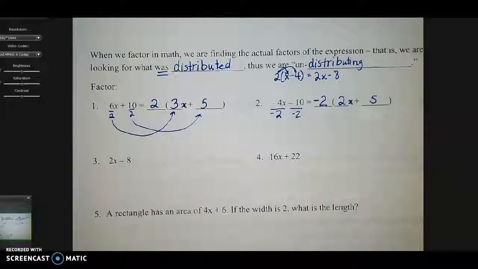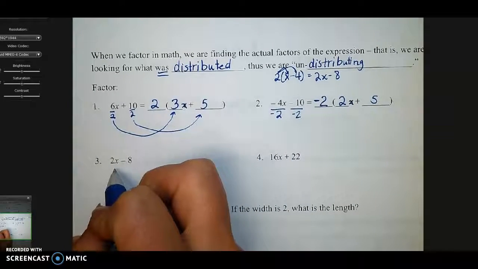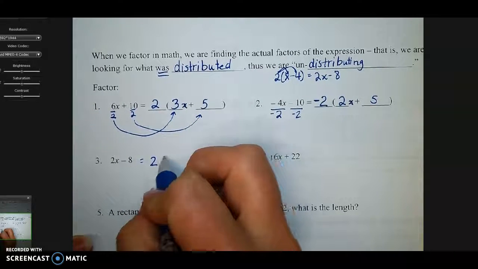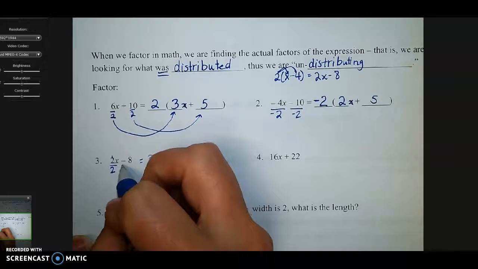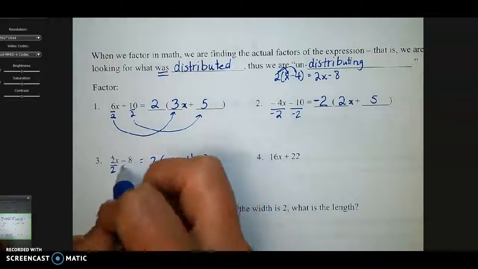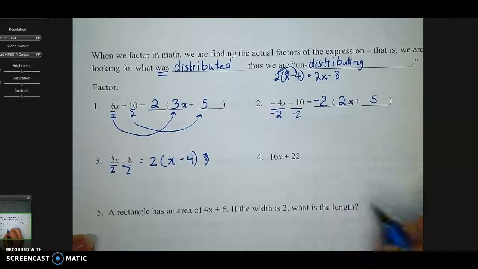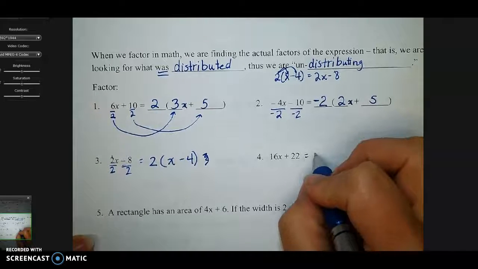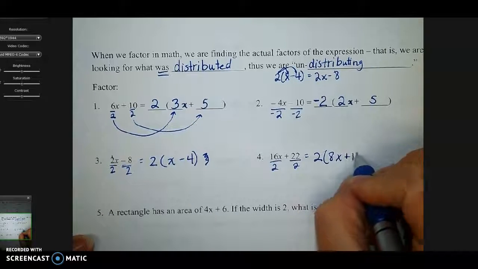When I come down here, I'm going to do the same thing. They just haven't set it up for me to where I know how many blanks I have. So I've got a 2 in common. Because my x term isn't negative, it's just the second term that's negative, I'm going to leave it as taking out a positive. So I'm going to take out a positive 2 there. And when I divide that by 2, all I end up with is my x. And then negative 8 divided by 2 gives me a negative 4. When I have 16x plus 22, my greatest common factor is still a 2. And I get an 8x there and an 11 there.